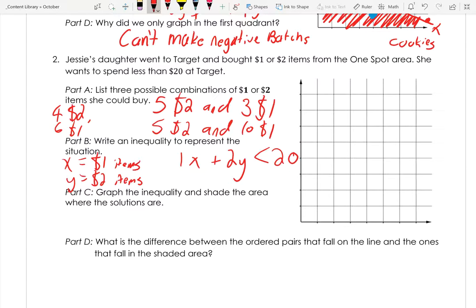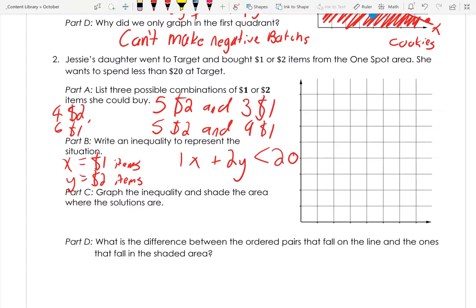Now, if that's the case, this option right here that I said, 5 $2 items and 10 $1 items, would be wrong if we couldn't spend exactly $20. Maybe we want to change that to just 9 $1 items. So that would be less than $20. Anyway, I just wanted to point that out. It says spend less than $20. It doesn't say we can spend exactly 20. So we'll just keep it strictly less than.